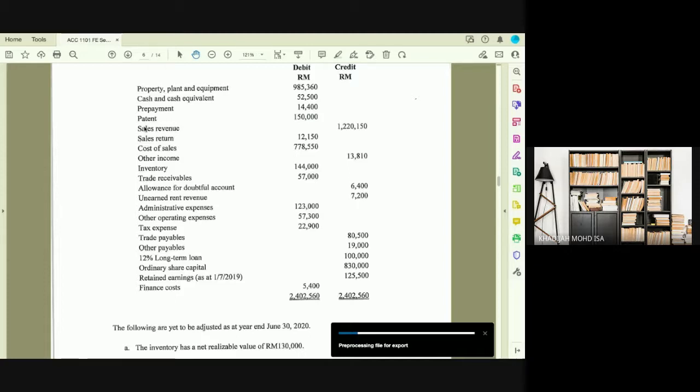Sales revenue goes into your profit and loss account, sales return, cost of sales, right? And then you have other income. Inventory is your asset, trade receivable in your financial position. ADA will be part of your receivable, is a contra asset. Unearned rented revenue is a liability.